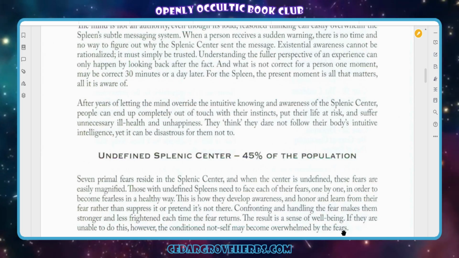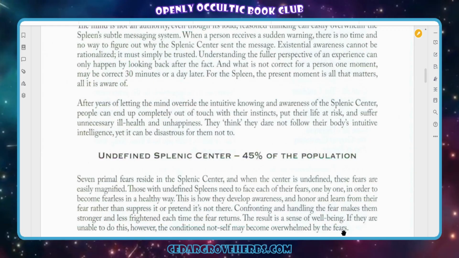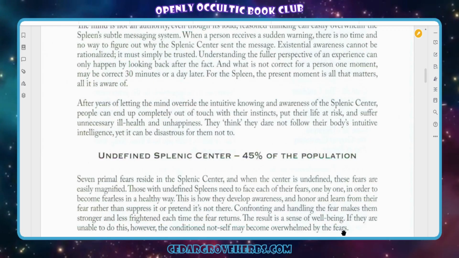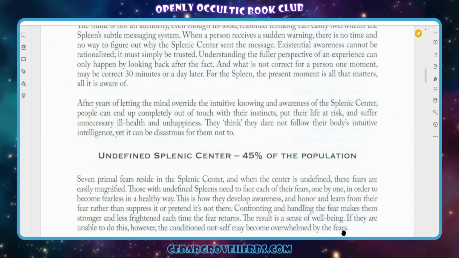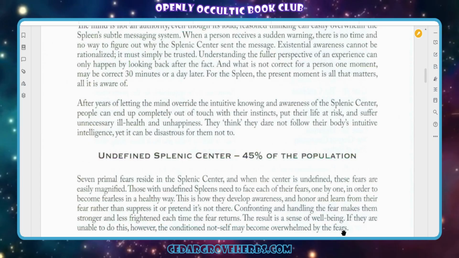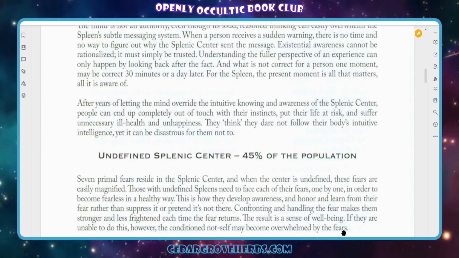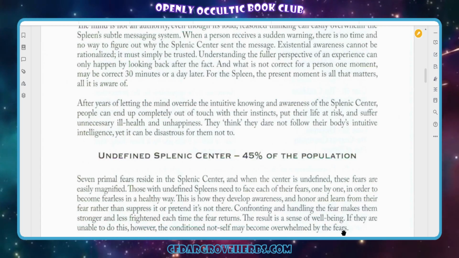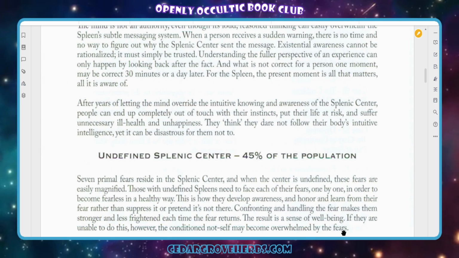After years of letting the mind override the intuitive knowing and awareness of the splenic center, people can end up completely out of touch with their instincts, put their life at risk, and suffer unnecessary ill health and unhappiness. They think they dare not follow their body's intuitive intelligence, yet it can be disastrous for them not to, right? So, shoot.